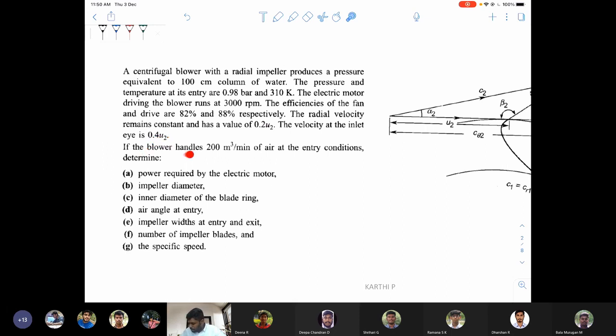If the blower handles 200 meter cube per minute of air at the entry condition, determine the power required by the electric motor. That is, we have to find the value of P, the power, and the discharge Q. We also have to find the impeller diameter, which is D2, not D1. The impeller diameter is the outer diameter. The inner diameter of the blade ring is D1.